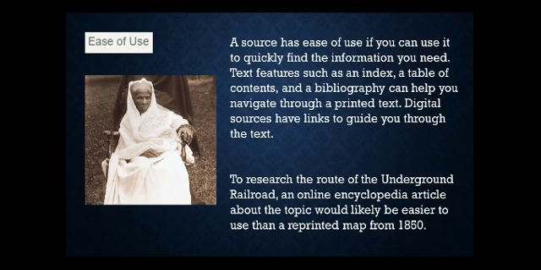Ease of use. A source has ease of use if you can use it to quickly find the information you need. Text features such as an index, a table of contents, and a bibliography can help you navigate through a printed text. Digital sources have links to guide you through the text. To research the route of the Underground Railroad, an online encyclopedia article about the topic would likely be easier to use than a reprinted map from 1850.